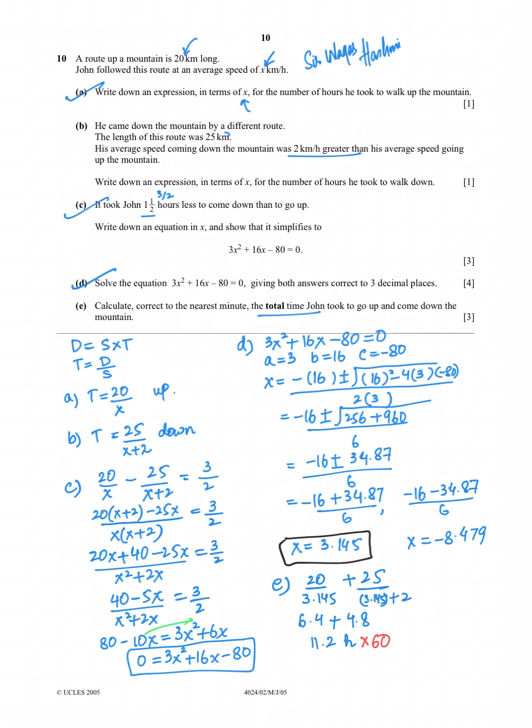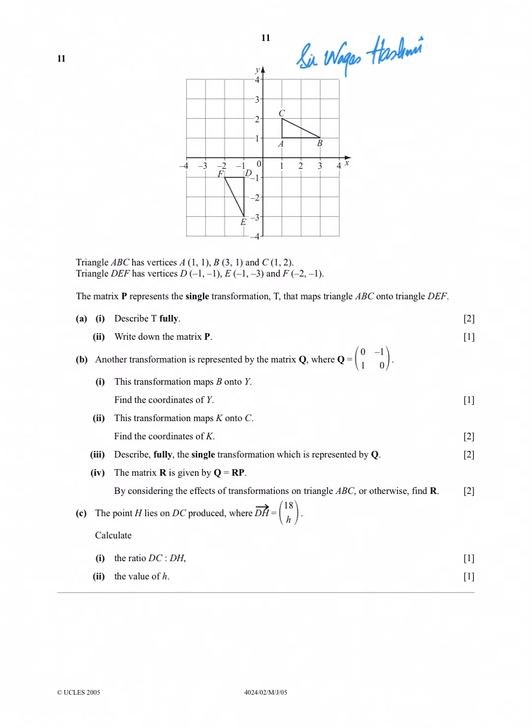So when you multiply, you will get 672 minutes, and that is your final answer. Number 11, that is the last question of this paper. It is from the transformation.